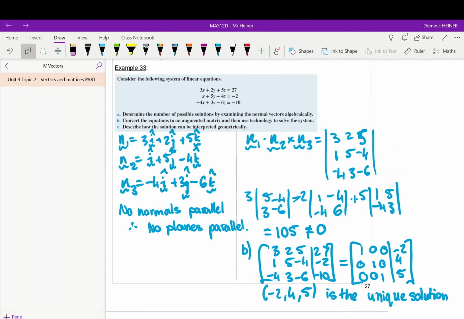Part C is asking us to describe how the solution can be interpreted geometrically. So the system is consistent and has one unique solution. Geometrically, the three planes all intersect at the point -2, 4, and 5.